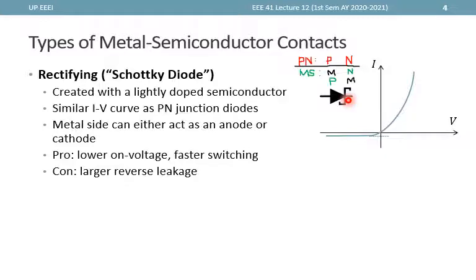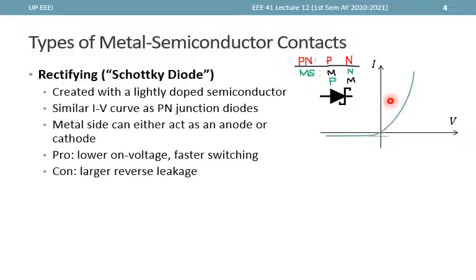Now, relative to our p-n junction diodes, the advantage of using Schottky diodes is that it has a lower on voltage and it can be switched faster. The disadvantage, however, is that it has a larger reverse leakage current. So it has a larger I naught, but a lower turn-on voltage.